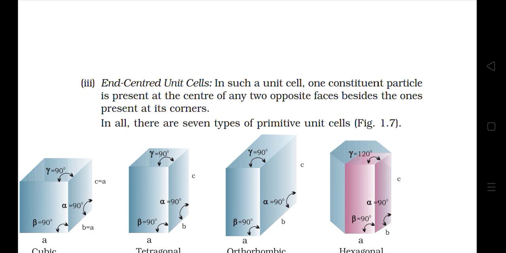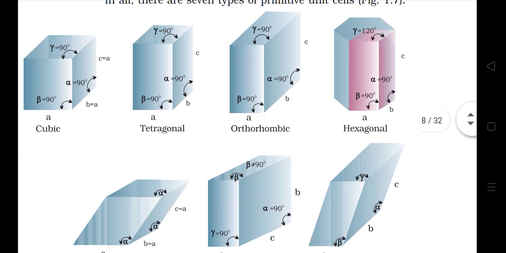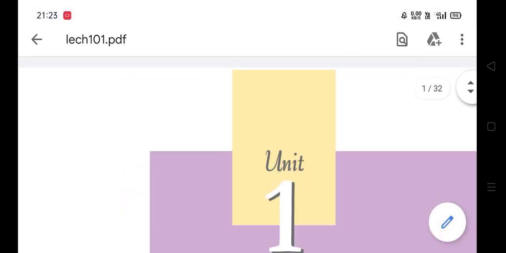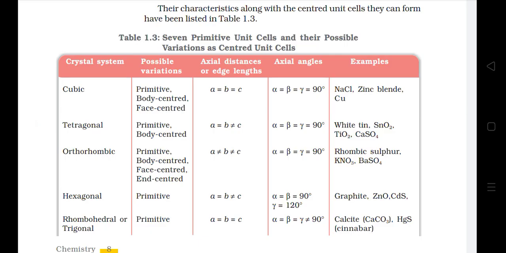In all, there are 7 types of primitive unit cells. Their characteristics, along with the centered unit cells they can form, have been listed in table 1.3. That is cubic, tetragonal, orthorhombic, hexagonal, rhombohedral or trigonal, monoclinic and triclinic. Cubic has possible variations primitive, body centered and face centered, where a equals b equals c, alpha equals beta equals gamma equals 90 degrees. Examples are NaCl, zinc blende, etc.